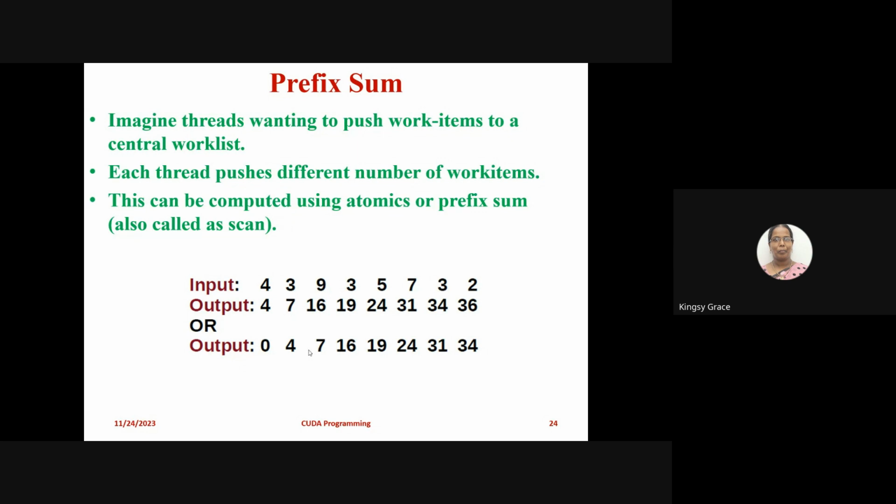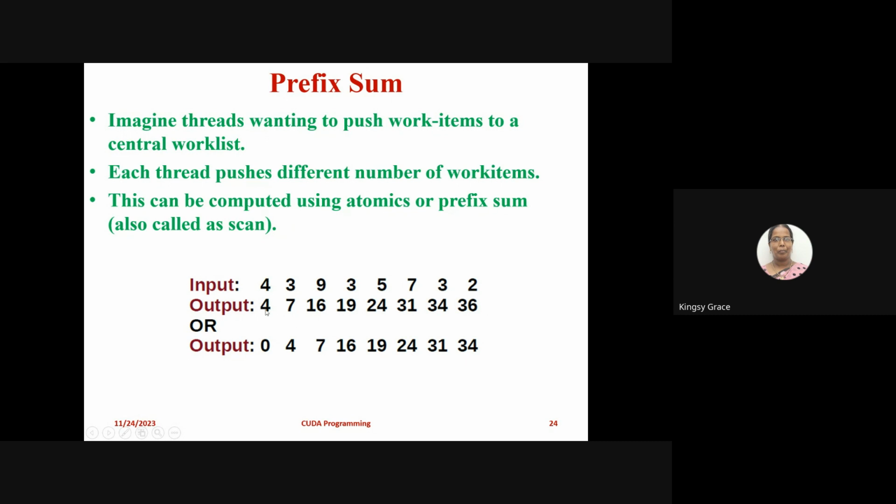Okay, so here each and every thread pushes a different number of work items. This can be done with the help of atomics or prefix sum. See here what happens: 4 plus 3, 7 plus 9, 16 plus 3. Likewise it goes on. So the output may be like this.